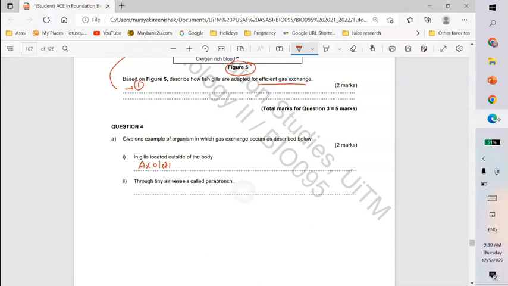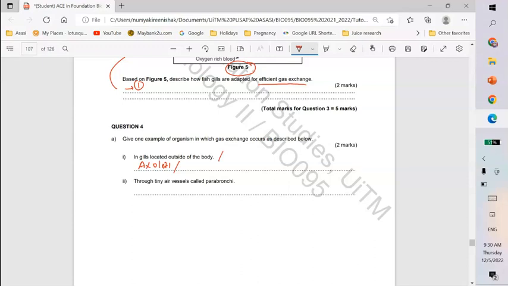Or starfish. If you look at your slide, it has hair-like structures on the outside, so that is the gills of the starfish. Or larva of many fish, or larva of many amphibians, or crayfish. Those are examples of organisms that have gills outside of the body, which are external gills.